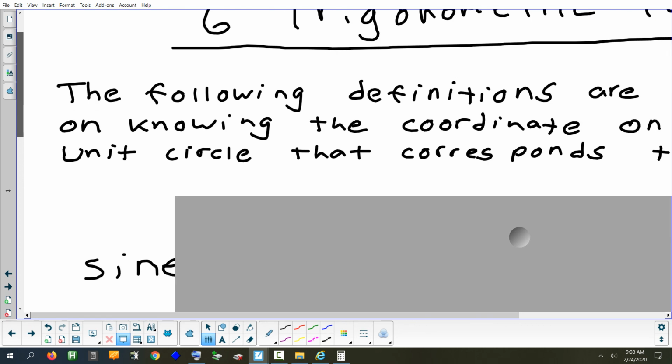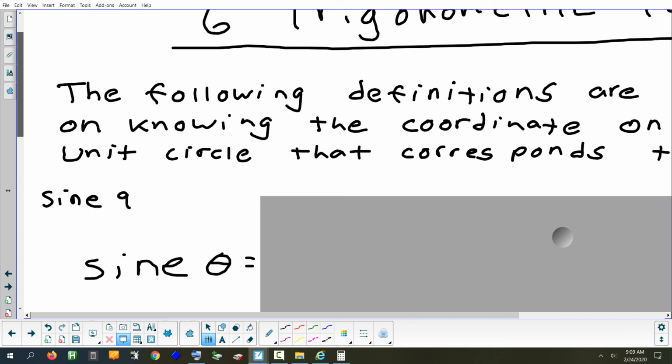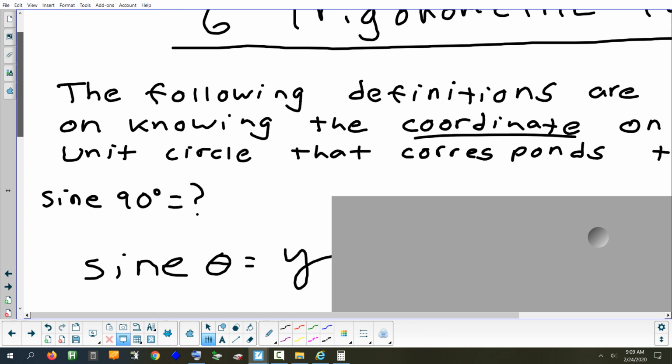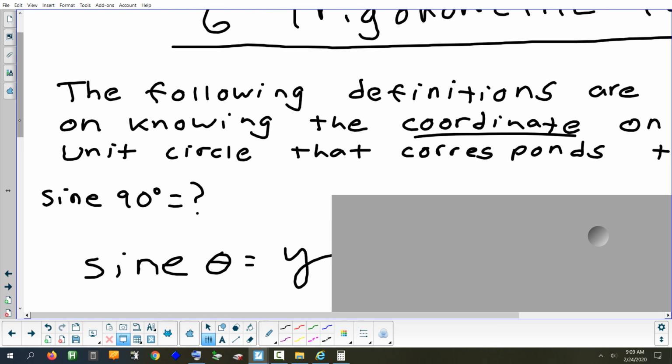All right, so first trig function we're going to look at is sine. Right, so a problem you might see is something like this. Find the sine of 90 degrees. Well, step 1, what's the coordinate? Can't do this unless you can tell me the coordinate for 90 degrees. Okay. Once you have the coordinate, if I ask you for the sine, all you need to tell me is the y value. The sine of an angle is the y value of its coordinate. That's sine.